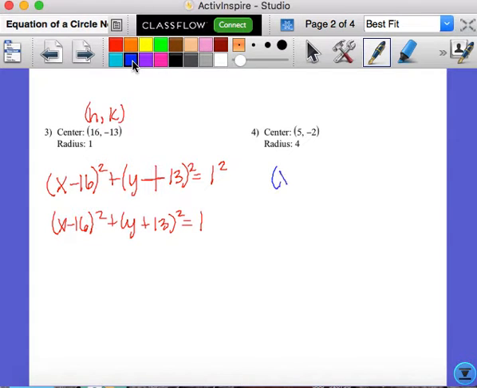So for number 12, we should have (x - 5)² plus, not equals, (y + 2)² = 16.